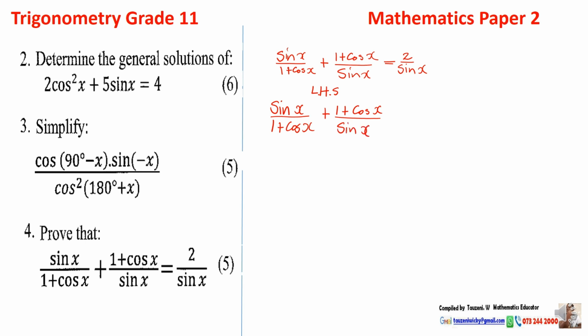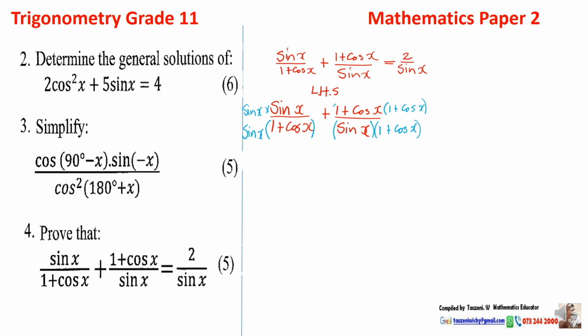The basic ideas of fractions are that when adding or subtracting fractions, we make the denominators the same. So that means I must multiply the fractions so as to make the denominators the same. So I have multiplied the first fraction by sine x. I'm going to multiply the second fraction by 1 plus cos x. Then from there, I simplify.